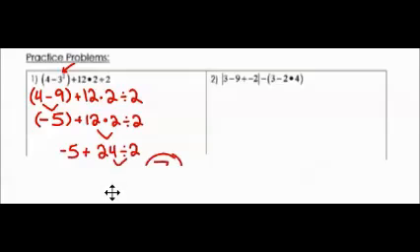So that gives us 24, and then we will do that division. That'll give us 12. So negative 5 plus 12, and that gives us positive 7.